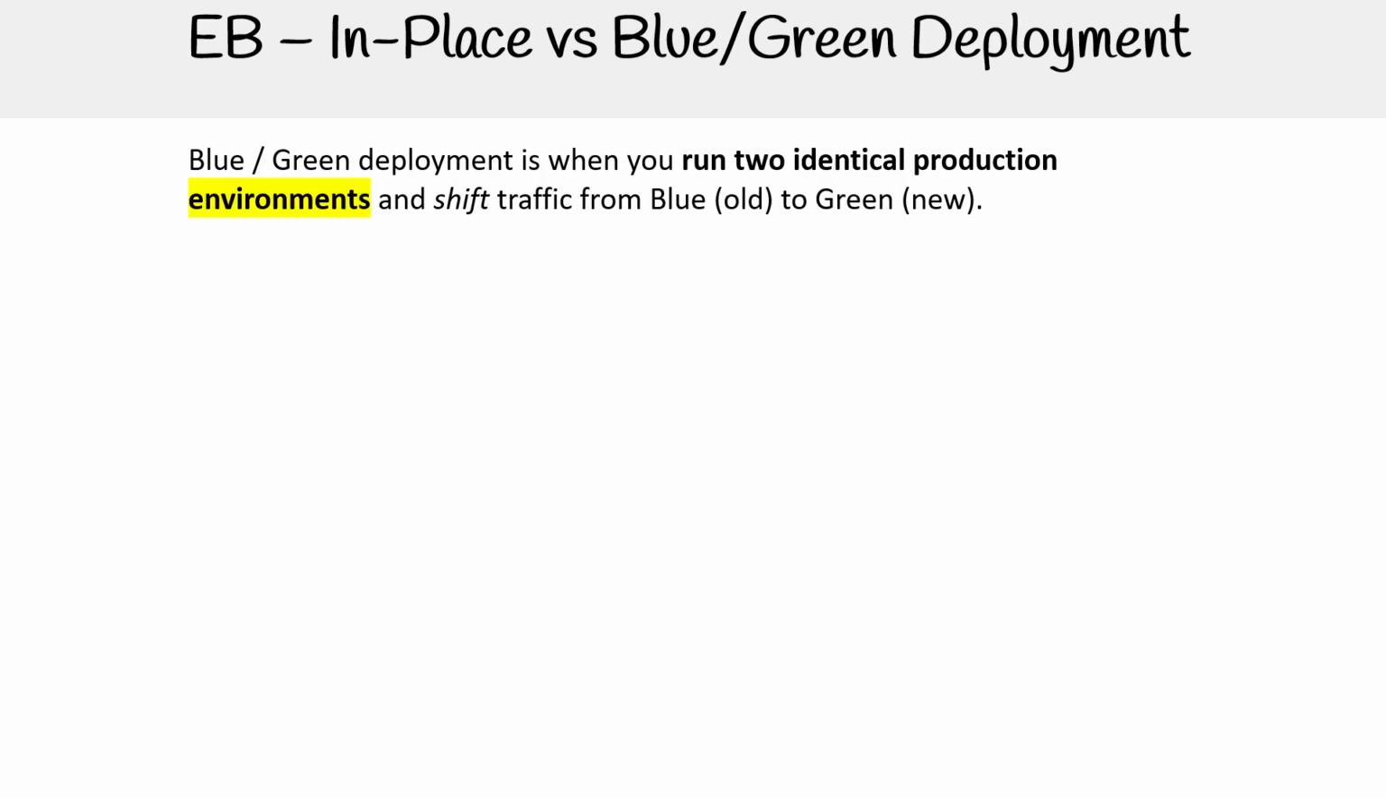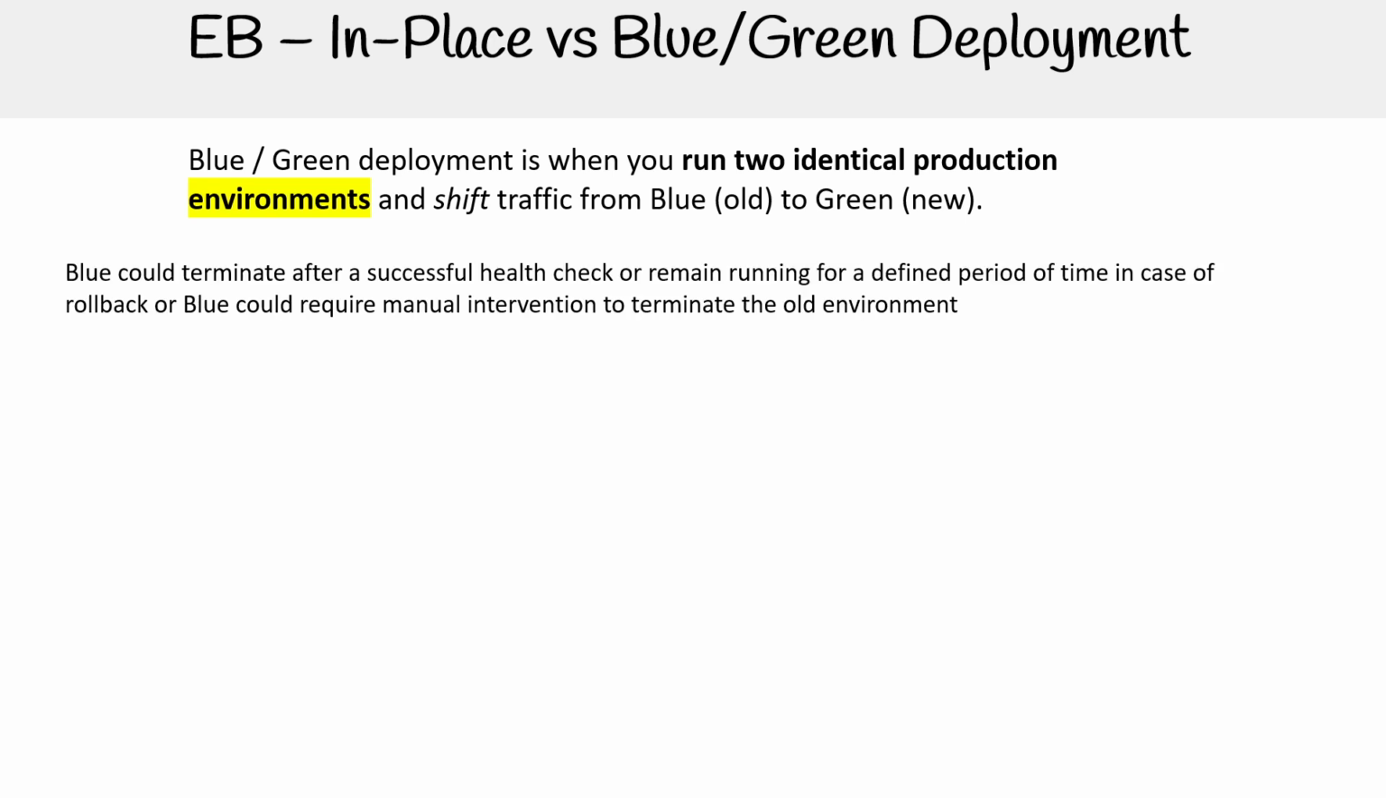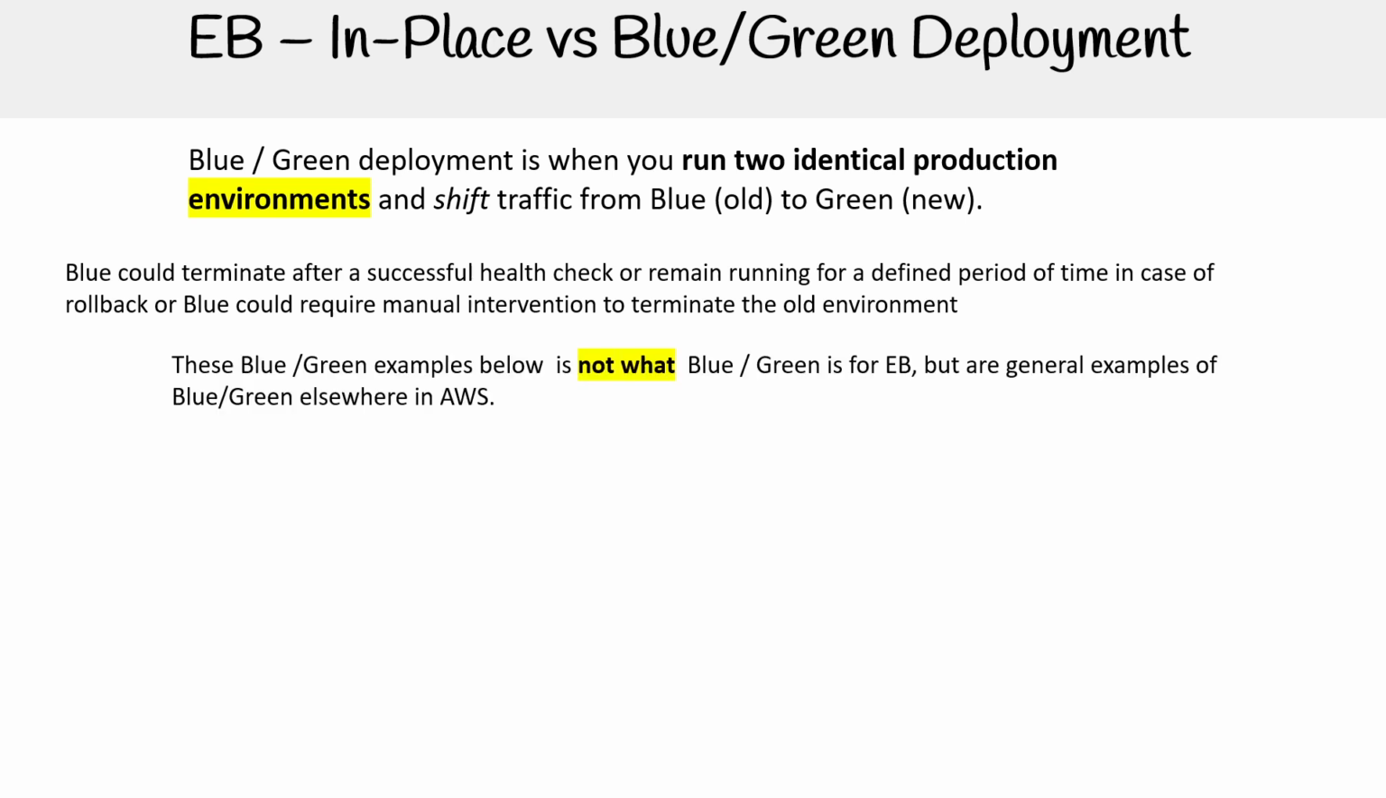Blue-green deployment is when you run two identical production environments and you shift traffic from the old one to the new one. And for whatever reason, the colors are blue and green. I have no idea who chose them, but that's what it is. So the blue, the old environment, could terminate after a successful health check or remain running for a defined period of time in the case of rollback, or blue could require manual intervention to terminate the old environment.